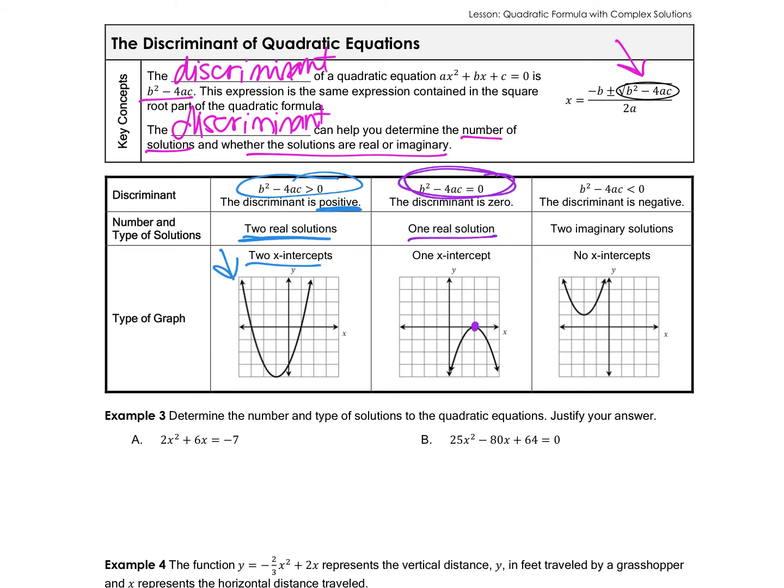That meant the vertex was also the x-intercept. The reason there would only be one is because if you add or subtract 0 from a number, you get the same exact thing. That's why there's only one real solution there.